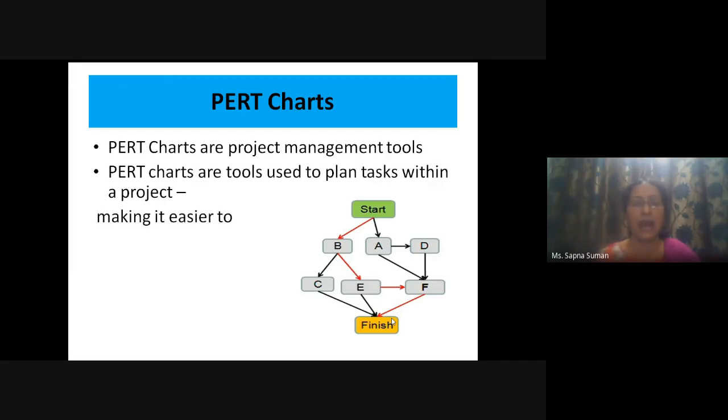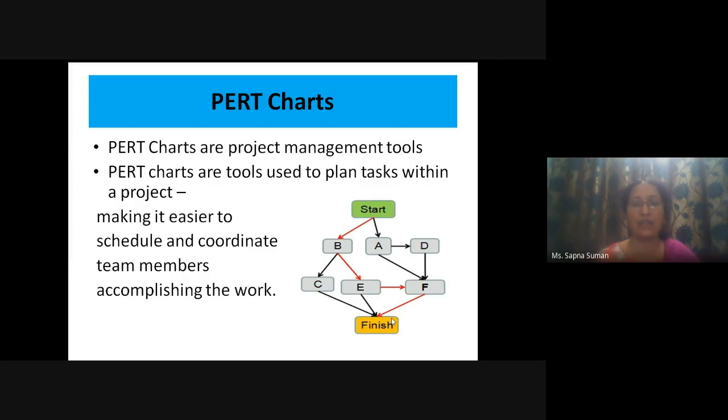This is done under any project, and this makes the scheduling and coordination between the team members easier. When a project is divided into various tasks, how much time is needed for one task to complete can be easily estimated with the help of these PERT charts.